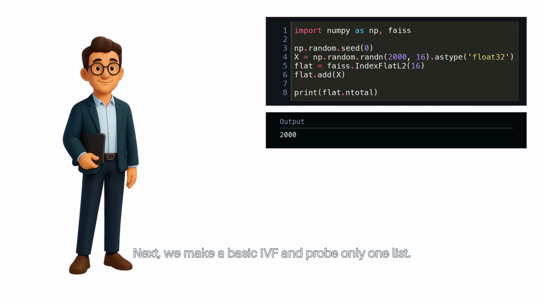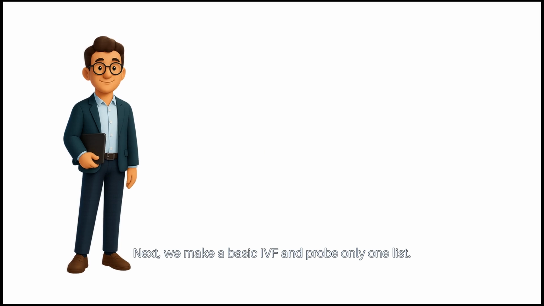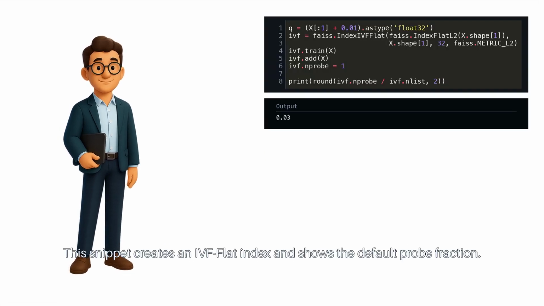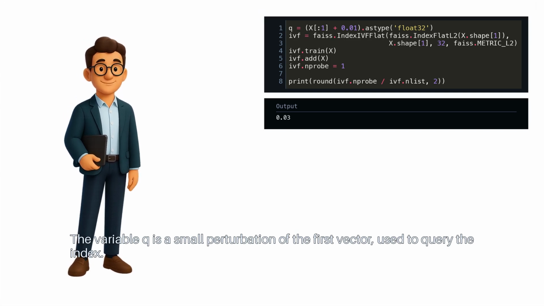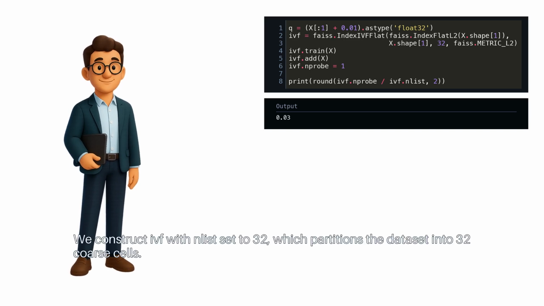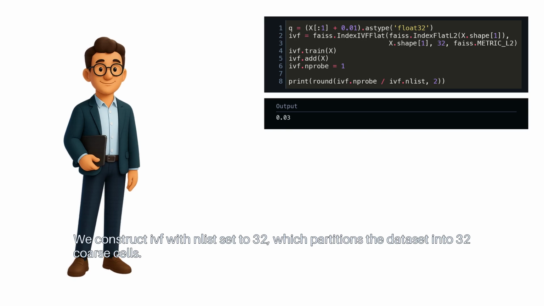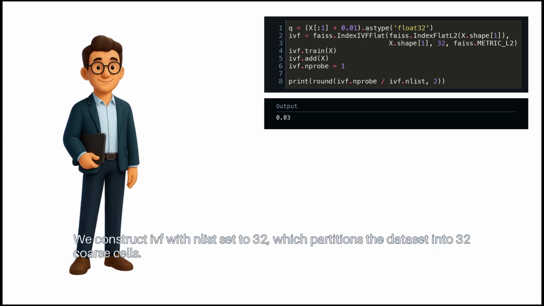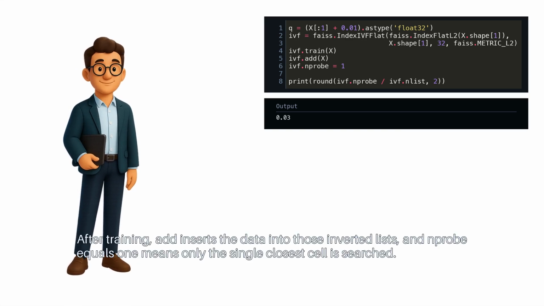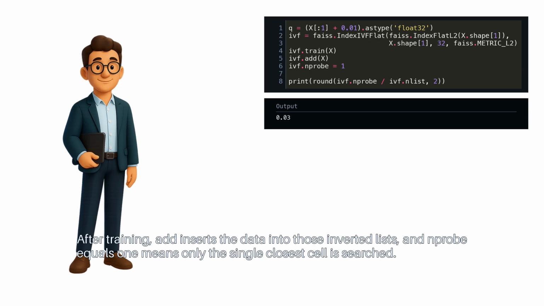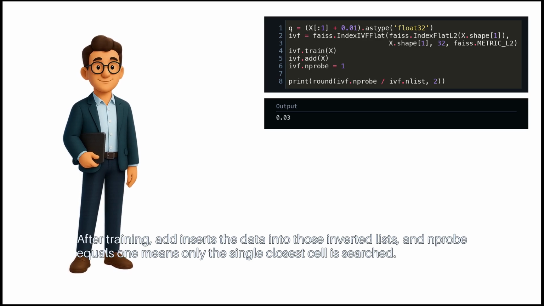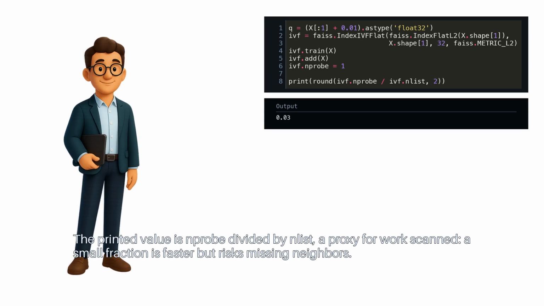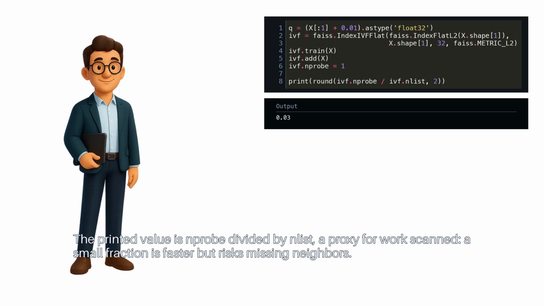Next, we make a basic IVF and probe only one list. This snippet creates an IVF flat index and shows the default probe fraction. The variable Q is a small perturbation of the first vector used to query the index. We construct IVF with nlist set to 32, which partitions the dataset into 32 coarse cells. After training, add inserts the data into those inverted lists, and nprobe equals 1 means only the single closest cell is searched. The printed value is nprobe divided by nlist, a proxy for work scanned.